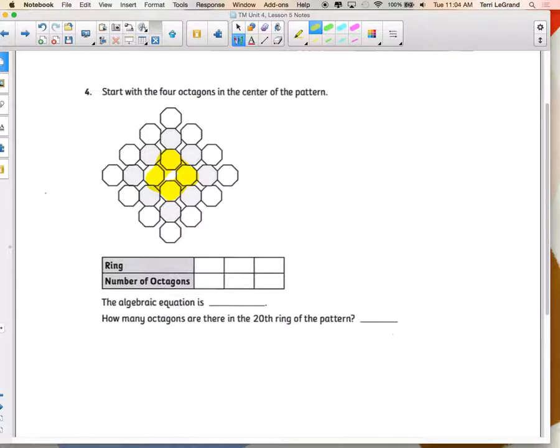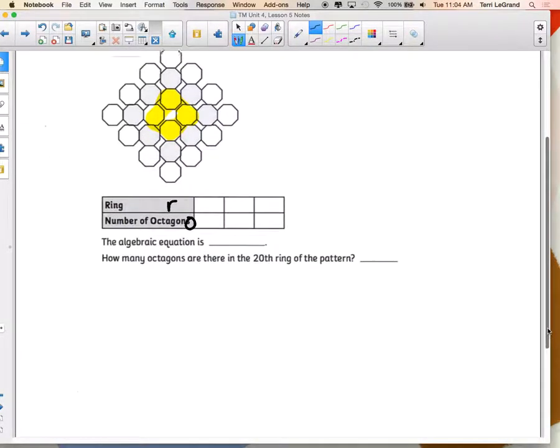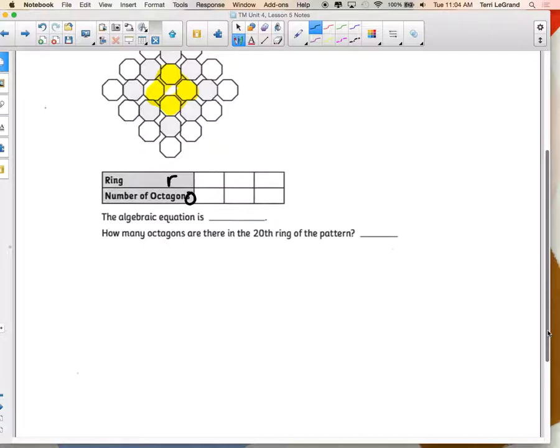Okay, so what should we have for our variables this time? Should R be ring? Okay, and this time it's octagons, so what should we make? How about an o? Okay, so we'll have a lowercase o for our octagons. Make it small though, so it doesn't look like a 0. Okay, that's the problem with using o, it might look like a 0. So we make it lowercase, just like our little r is lowercase. Okay, so in ring 1, how many octagons are there? 4.